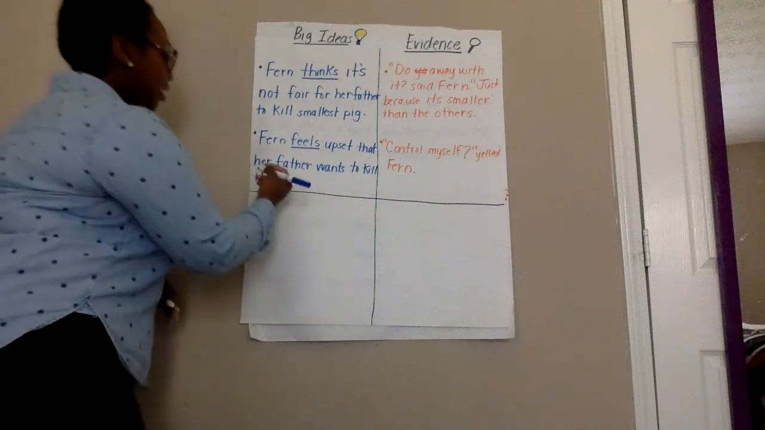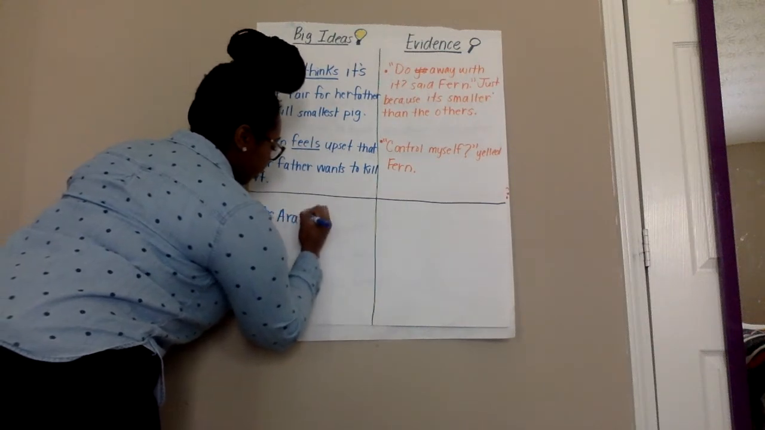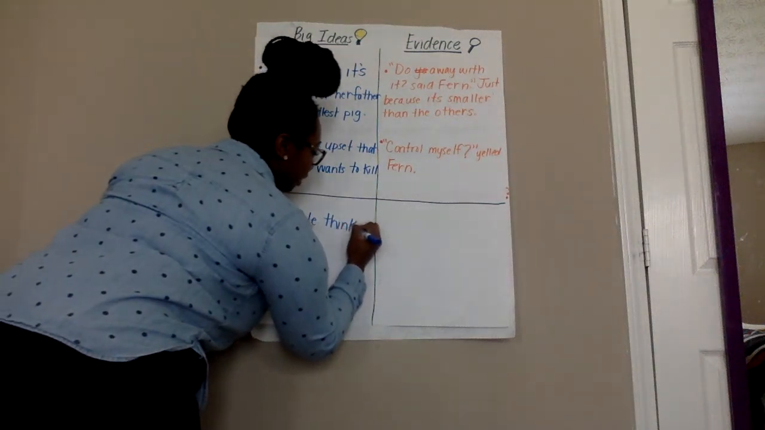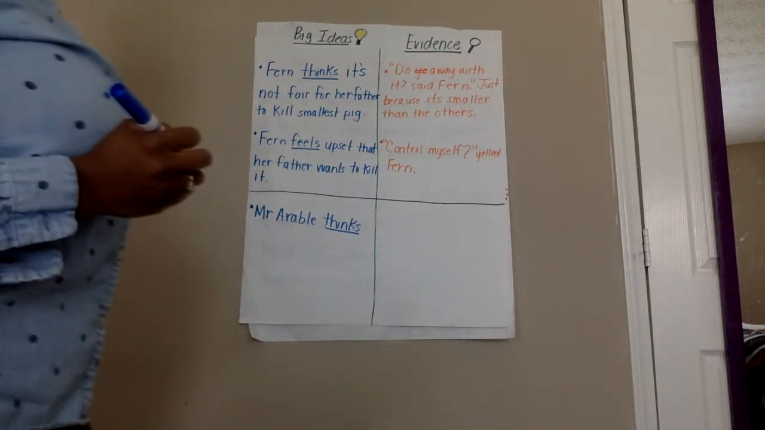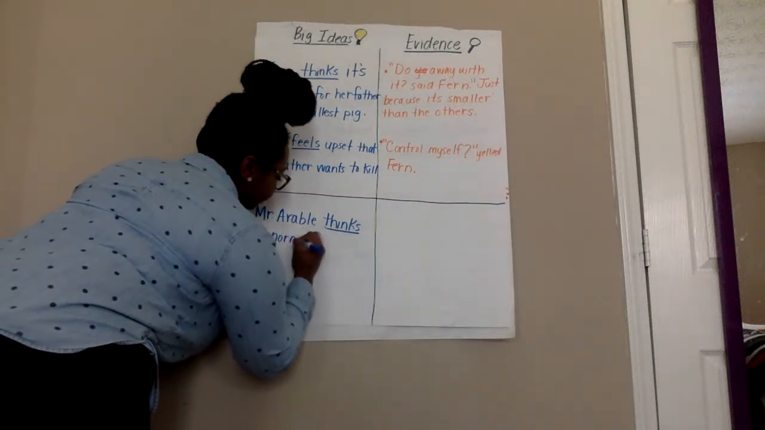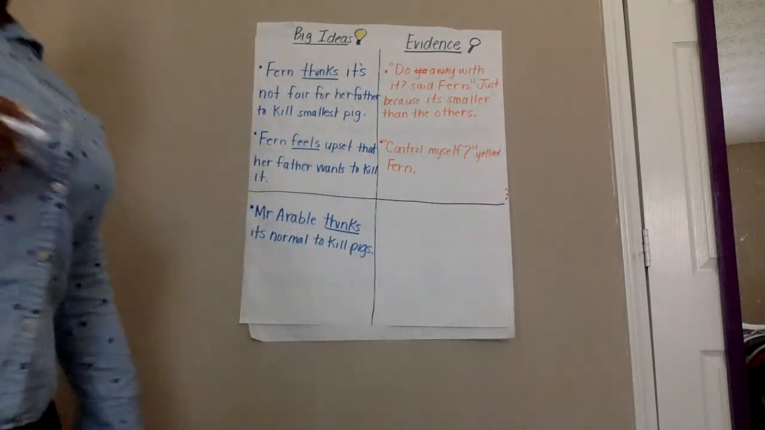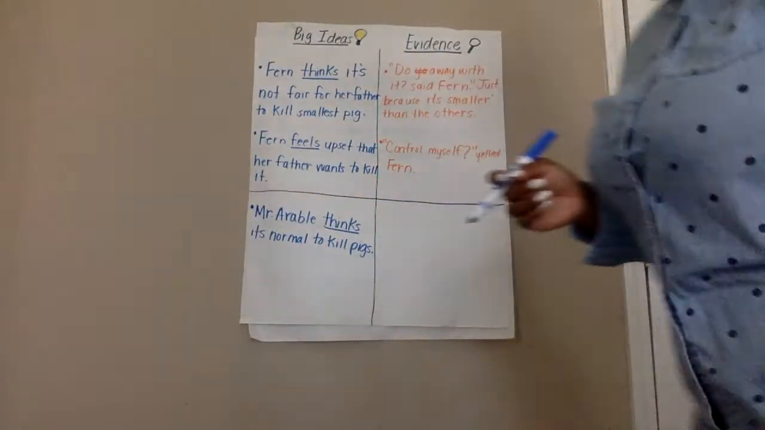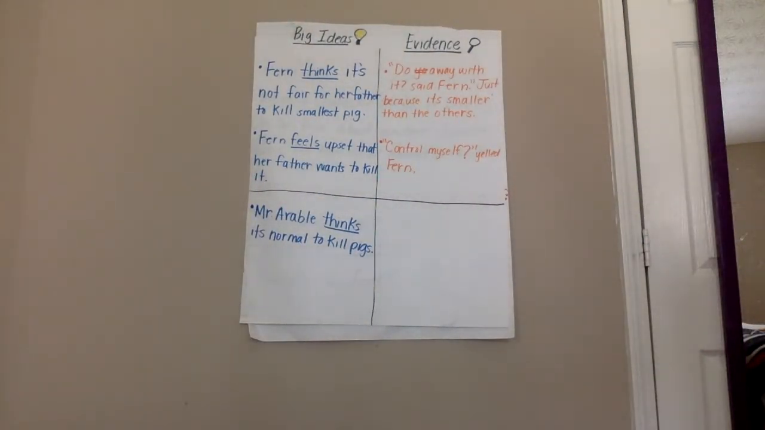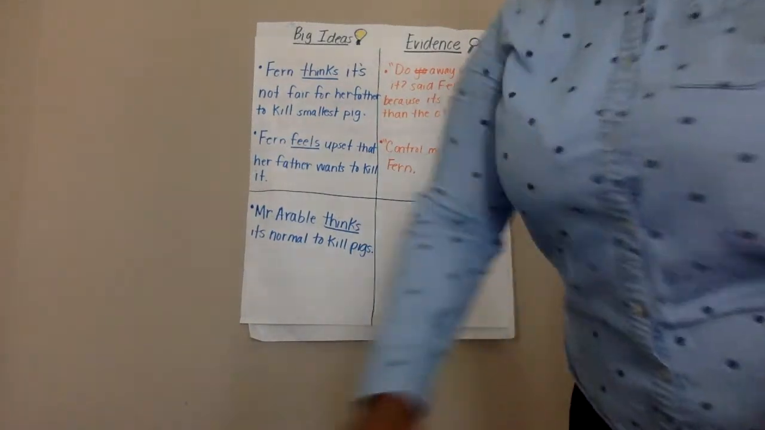So our next big idea is to talk about Mr. Arable's perspective. Mr. Arable thinks, don't forget to underline the word thinks, Mr. Arable thinks it's normal to kill pigs. And I want you to think about why he thinks it's normal to kill pigs. Now think about this evidence. We know that Mr. Arable thinks that it's normal to kill pigs, and here's the evidence from the text.